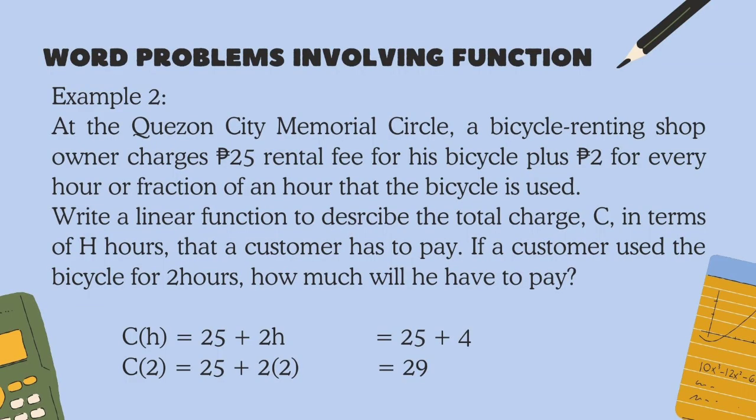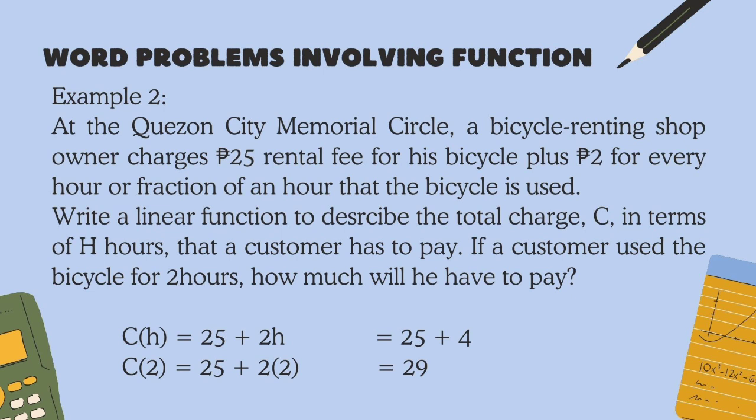Example number 2. At the Quezon City Memorial Circle, a bicycle renting shop owner charged 25 pesos rental fee for his bicycle, plus 2 pesos for every hour the bicycle is used. Write a linear function to describe the total charge, C, in terms of H, that the customer has to pay. If a customer used the bicycle for 2 hours, how much will he have to pay?